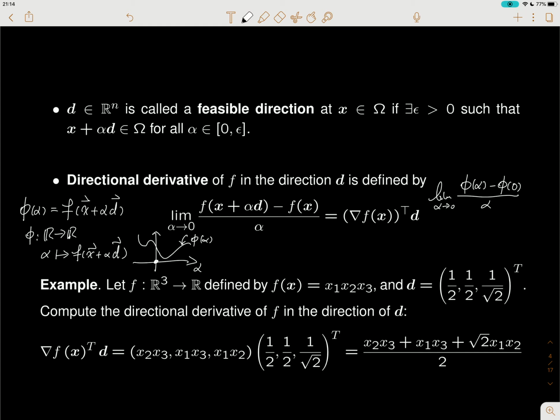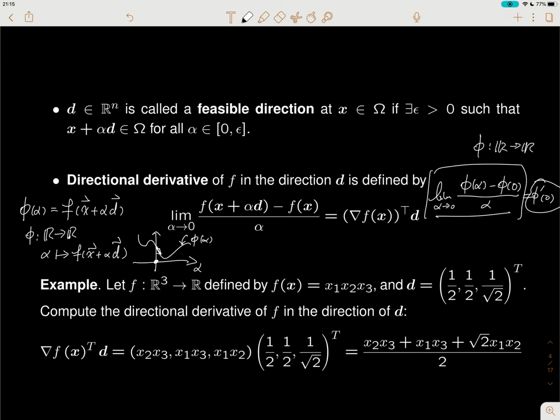And what this is, remember that phi is just a one-dimensional function. Phi is from R to R. So this is just the derivative of phi at 0. Okay, and that means the derivative of phi at 0 is this negative number here. So that is the directional derivative. What you're really computing is just this quantity here.